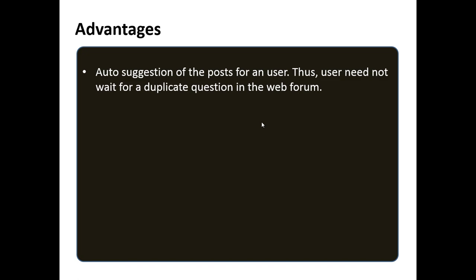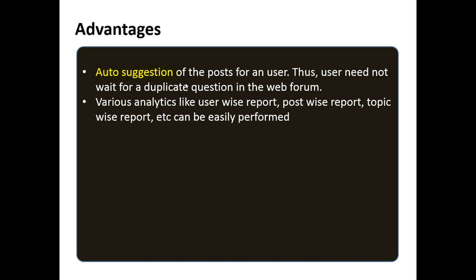So the advantages of our proposed approach: we are going to propose an auto suggestion of the post. If the user asks any question, we are going to propose a post in any of the widely used discussion forums, so the answer can be directly obtained from that post. Also, we are going to provide various analytics for the admin of the company, like which user has posted which blog and at what time, how many comments he got, which is the most popular blog, how many blogs he posted in the last month. All those reports the admin can see.